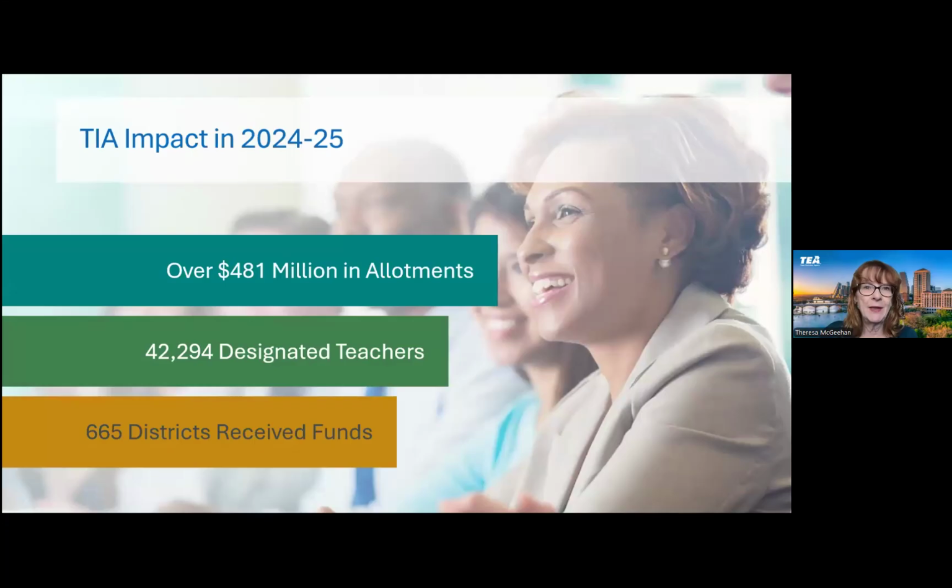So we're really, really happy that in 24-25, over $481 million went out in allotment funds. This is real money going to real districts and real teachers across the state. And that means roughly more than 42,000 teachers were designated. And that translates to 665 districts that received funds.